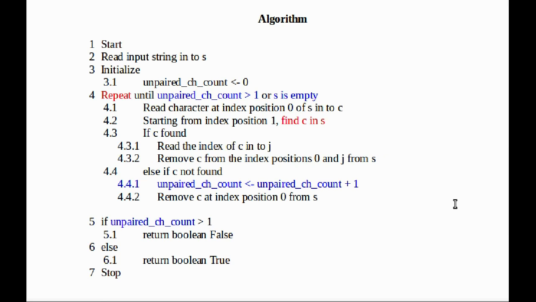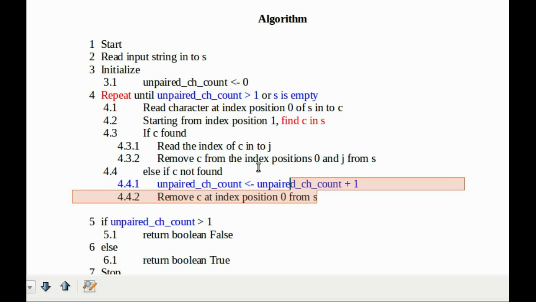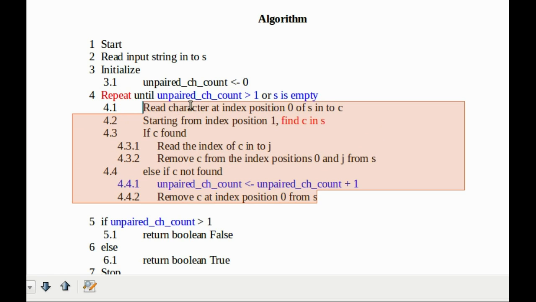So coming to the algorithm. This algorithm is based on the logic described before. We are trying to see what is this unpaired character count. If the unpaired character count is greater than 1, we know no anagram of the given string can be a palindrome, and hence we return boolean false, else we return true. Actually, the unpaired character count is set to 0. We repeat these steps until the unpaired character count is greater than 1 or the string s becomes empty.